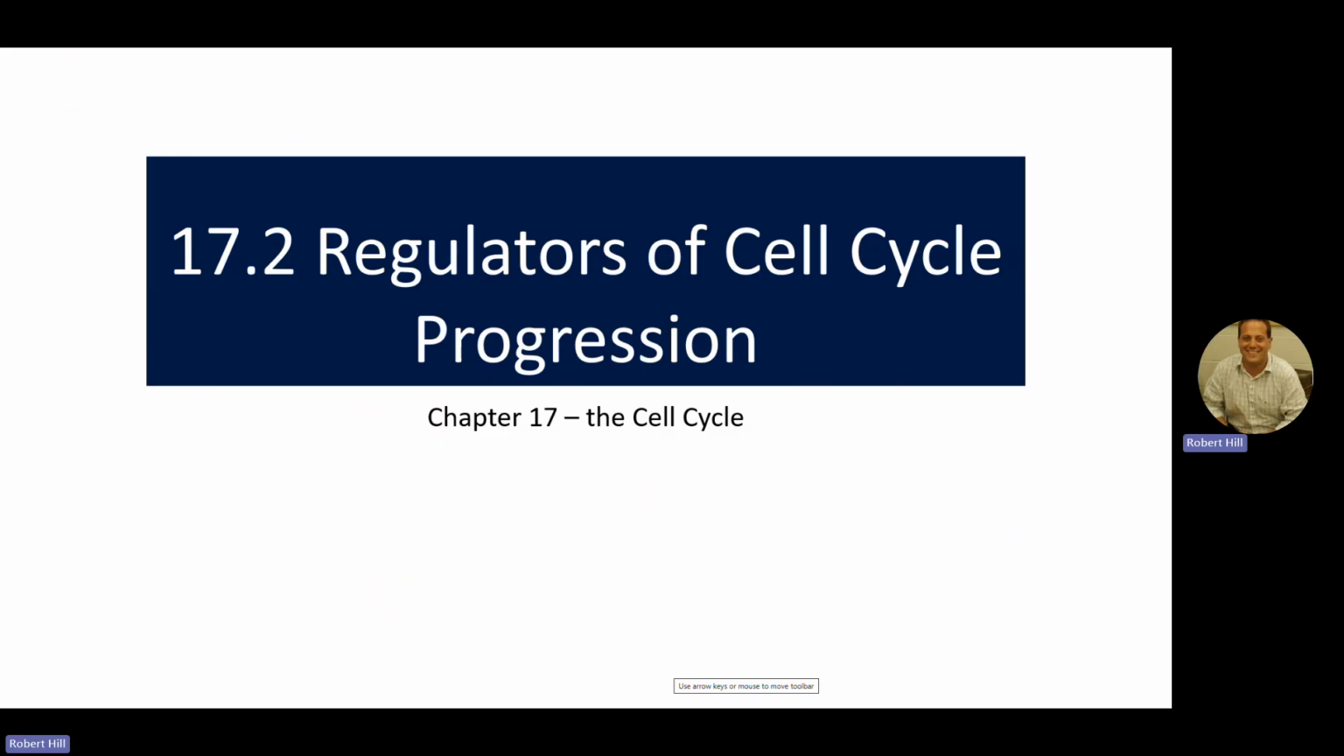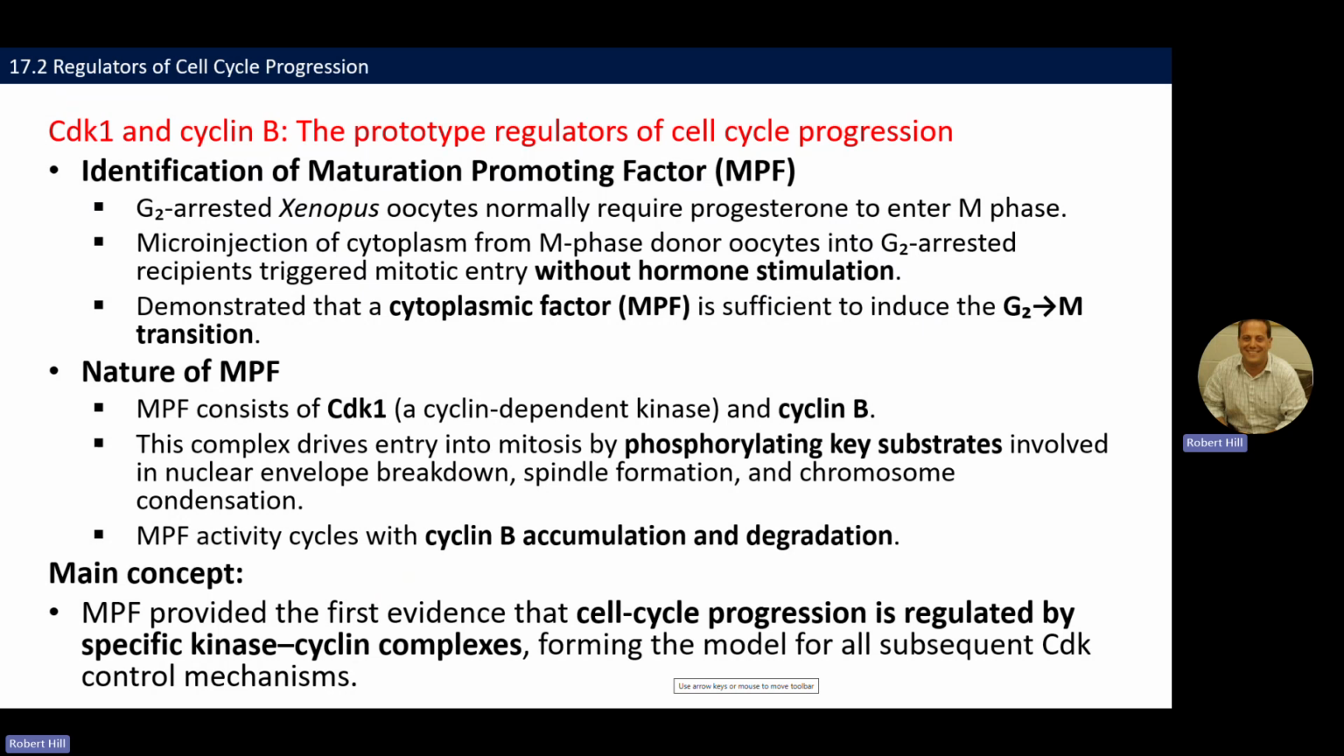And where we're going to start out is looking at how discovery began with identifying a single very powerful regulator called MPF, or mitosis promoting factor, or maturation promoting factor. It was initially done in frog eggs. So this was the first evidence of a universal cell cycle regulator.